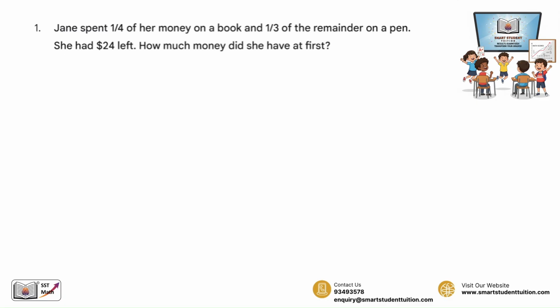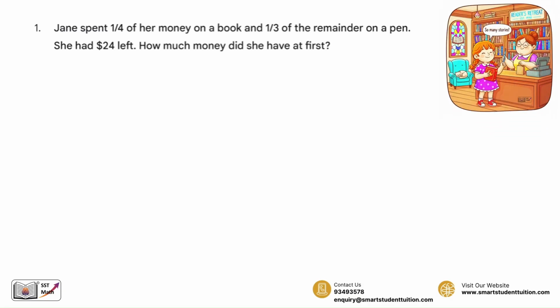Just like what we learned in class, the first step is to study the question calmly and search for clues. Let's study the question and see what Jane tells us. Jane spent one quarter of her money on a book and one third of the remainder on a pen. She had $24 left. How much money did she have at first?